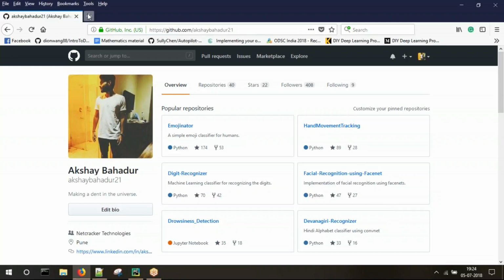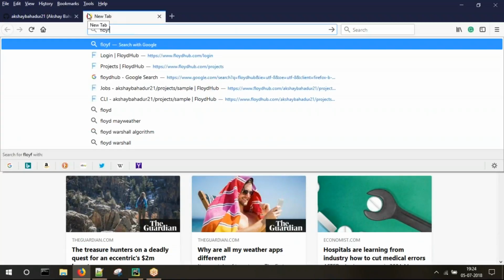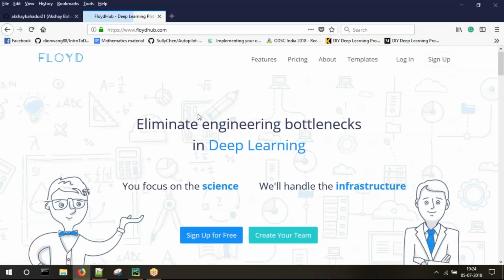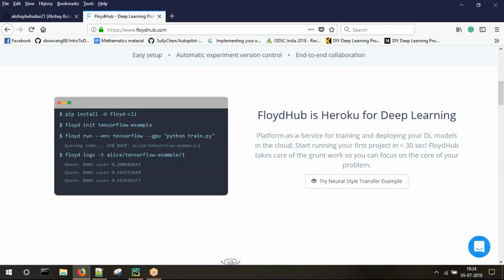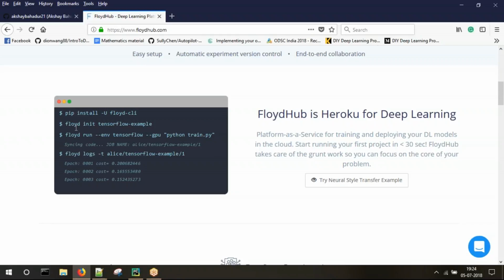I already mentioned this in the previous section as well. You could go to floydhub.com, and this is actually a deep learning platform, and it is free for a few projects, one project per something. So it is mostly free, I believe. It is very easy to understand. You can see the tutorial, and you can work on that. So even if you don't want to invest in the hardware, you can definitely go with this one.